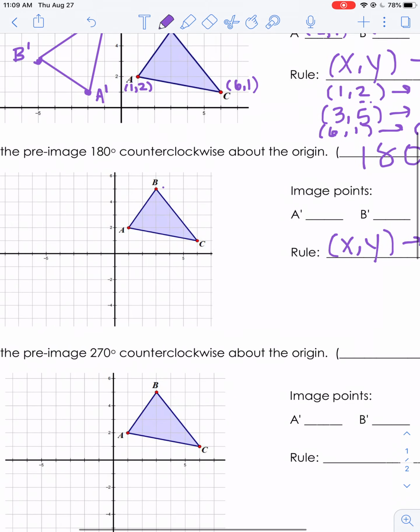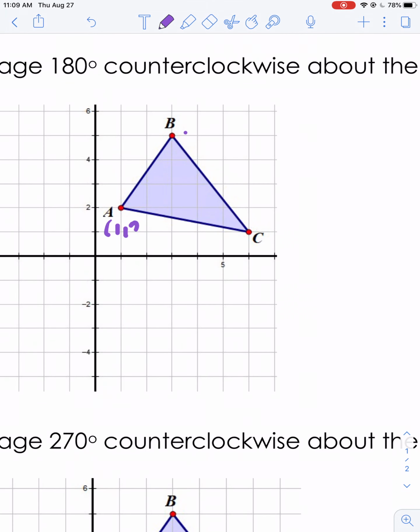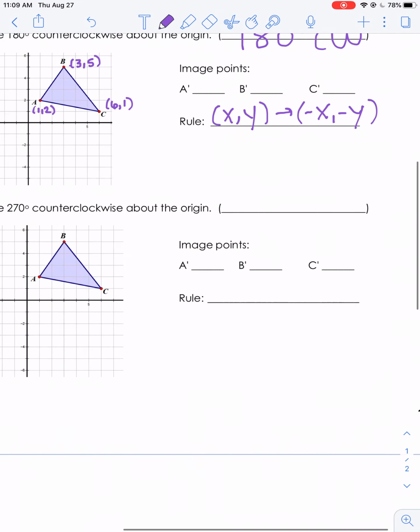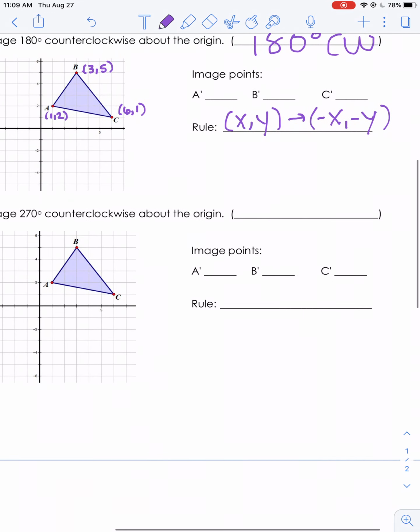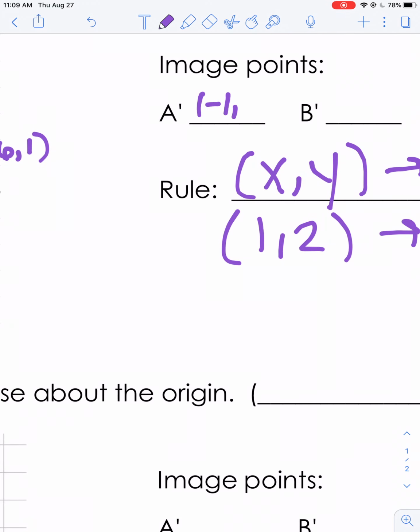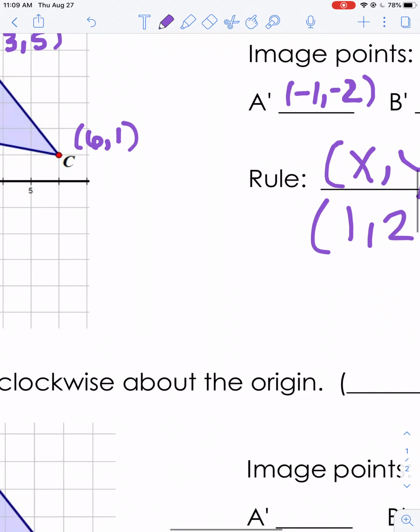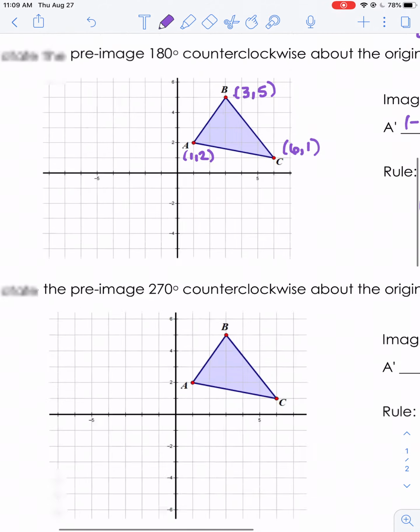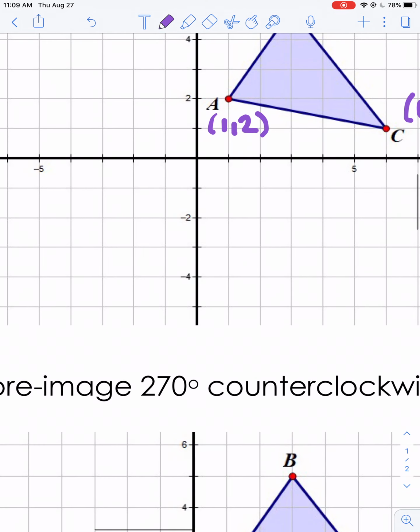Now I have the same ordered pairs as before. A is at (1, 2). B is at (3, 5). And C is at (6, 1). And so now we'll start by trying to find A prime. So A right now is at (1, 2). And it's going to become, I just changed the sign, so (negative 1, negative 2). And that's where A prime should go. I'll go ahead over and plot that. We're at (negative 1, negative 2). That's right here. Here's A prime.